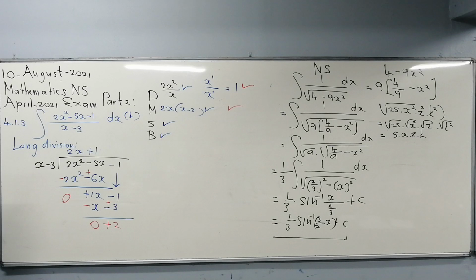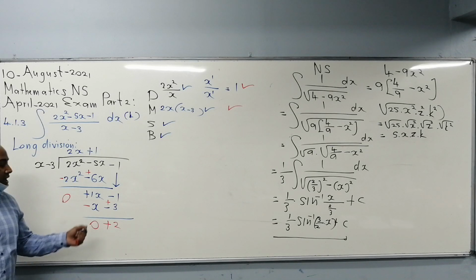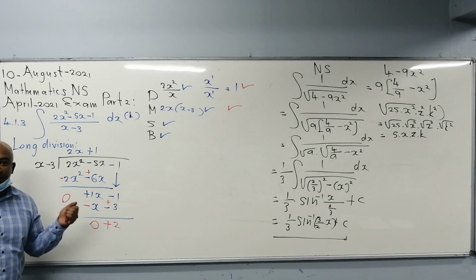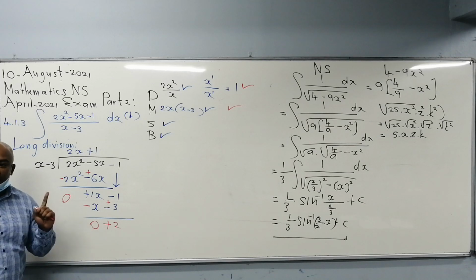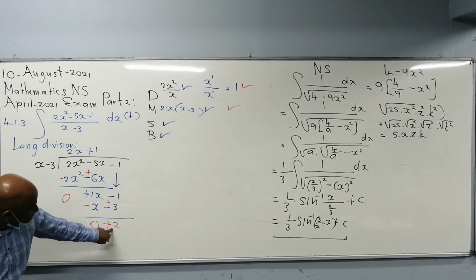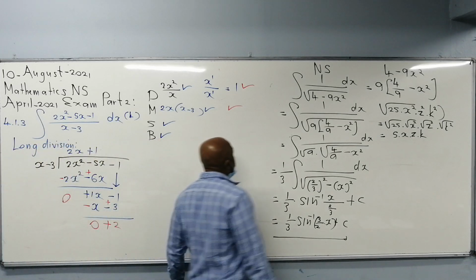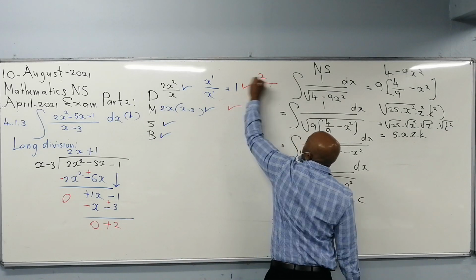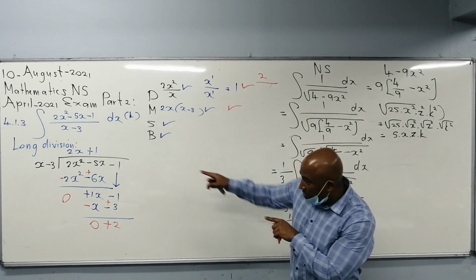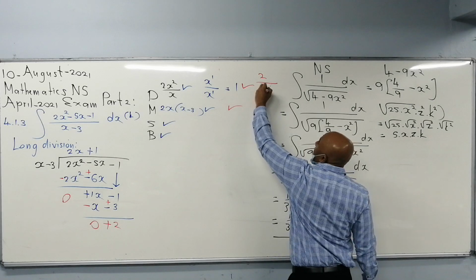Now we are done. Now we check. Is it possible to divide again now? That is the question. So what do I have? 2. You do the check like this. You have 2 all divided by x.